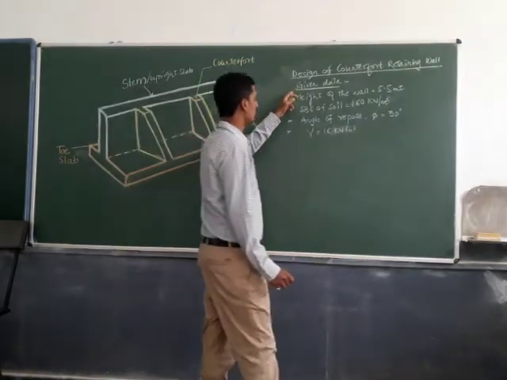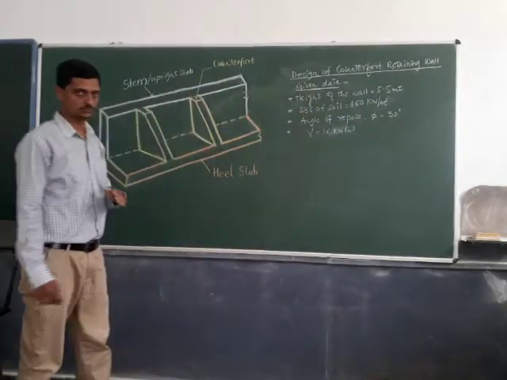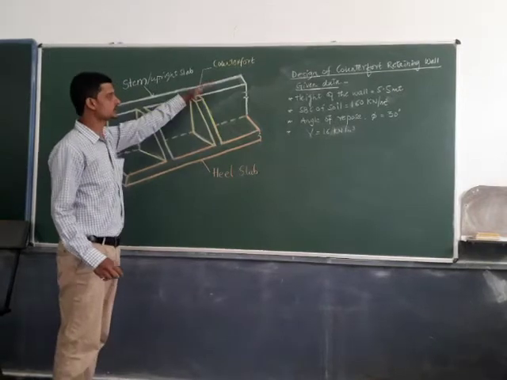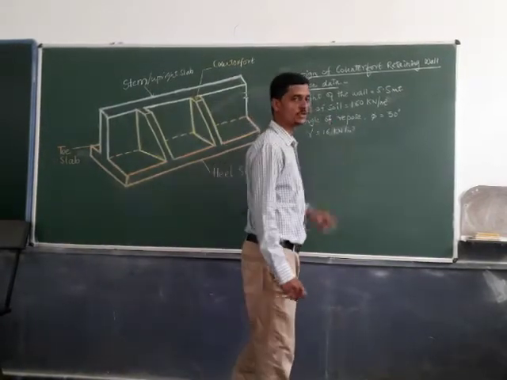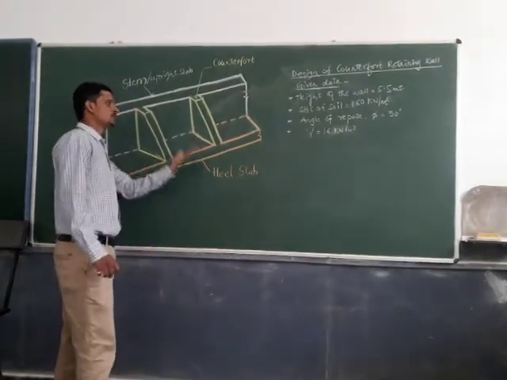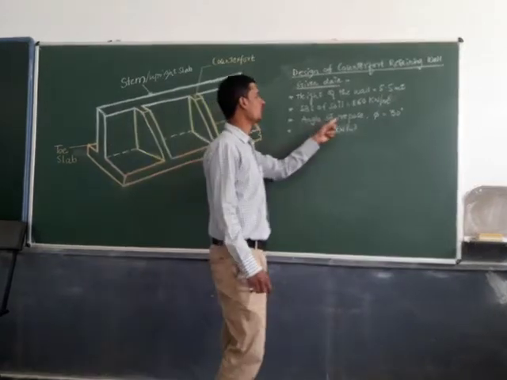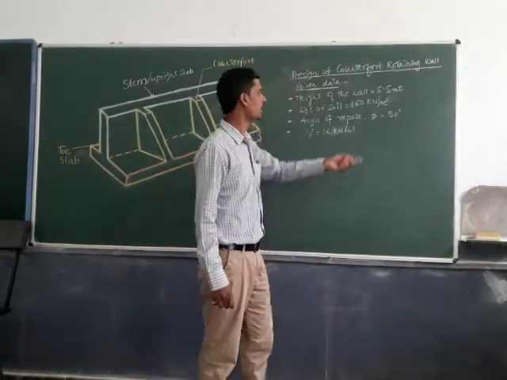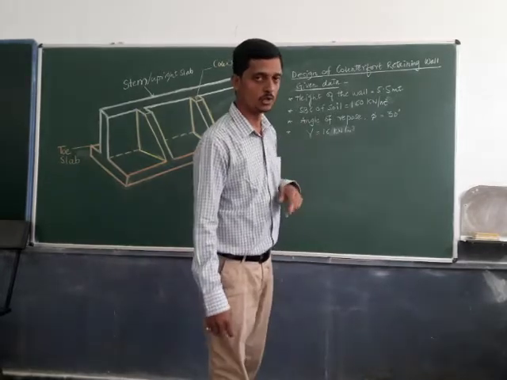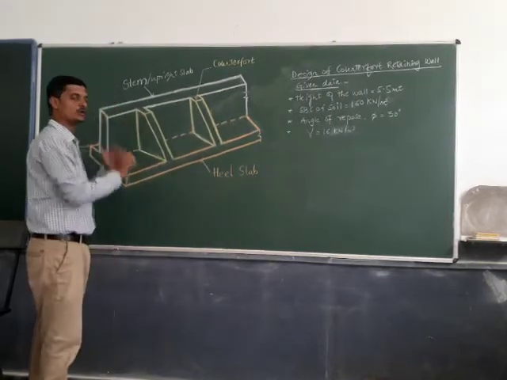The given data: first, the height of the wall is 5.5 meters above ground level. This is very important. Then the SBC of the soil, the safe bearing capacity, is 160 kN per meter square, since the wall has to be supported on the soil. The angle of internal friction of the soil is phi equal to 30 degrees. Next, the density of soil is 16 kN per meter cube. This retaining wall has to support the soil.